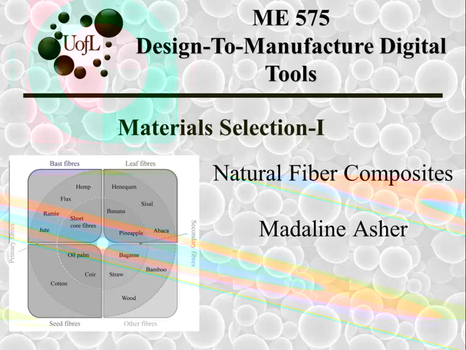And on the left, I included a little infographic about the different types of fibers. For example, you can get bast fibers, leaf fibers, seed, and other fibers, and then primary and secondary fibers that include flax, hemp, straw, cotton, woods, and bamboos.